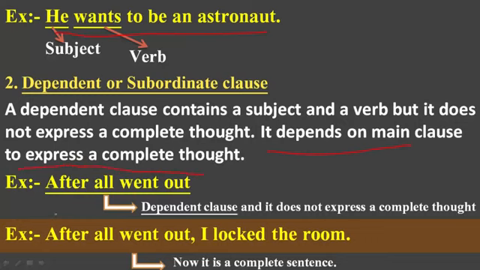Example, after all went out. Here, it doesn't make any sense and it is an incomplete sentence. But here you can see, after all went out, I locked the room. Now it is a complete sentence and it makes sense because it takes the help of an independent clause.